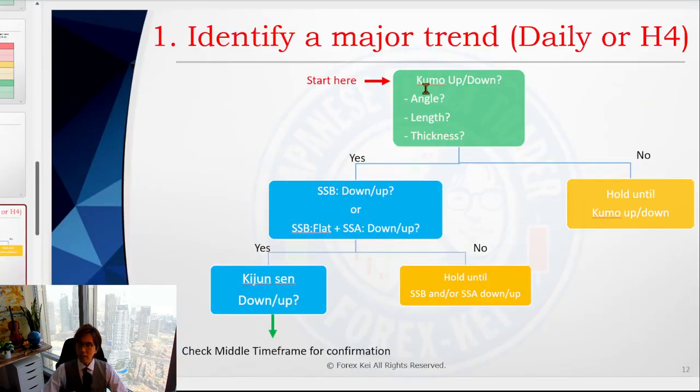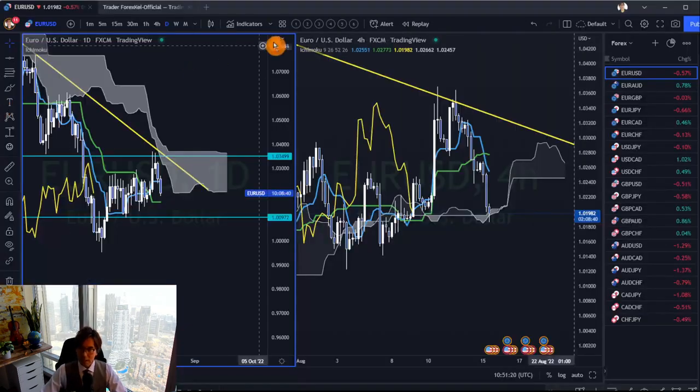So first, I check Kumo. I check if Kumo is up or down, and not only the Kumo itself, but I also look at the angle, length, and thickness of the Kumo. Let me discuss this one first. Let's say Kumo is this one, which is forwarded 26 candles to the future. So these parts are the Kumo.